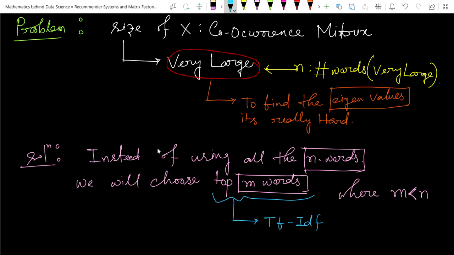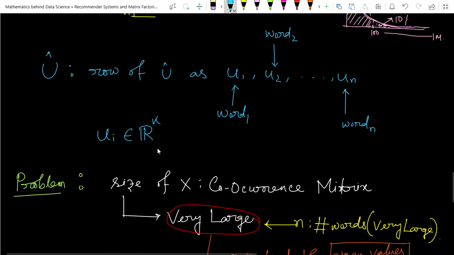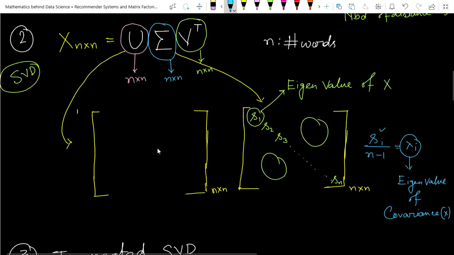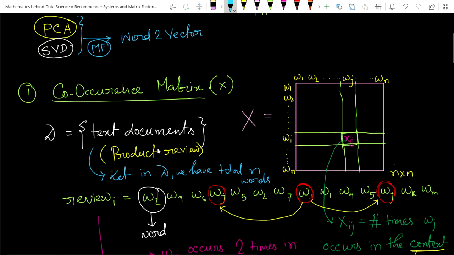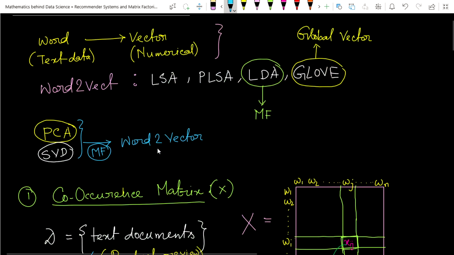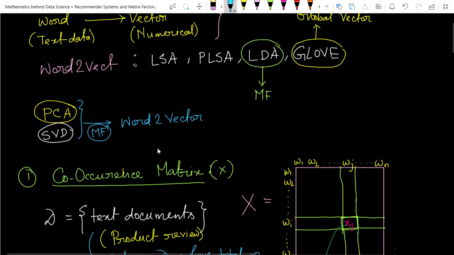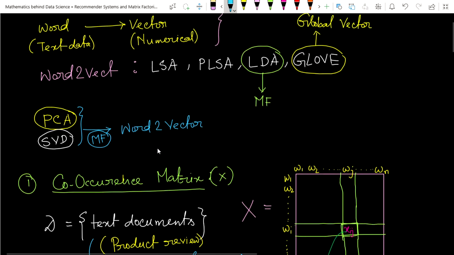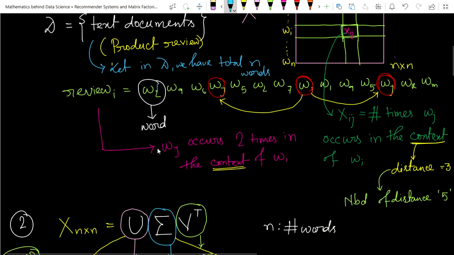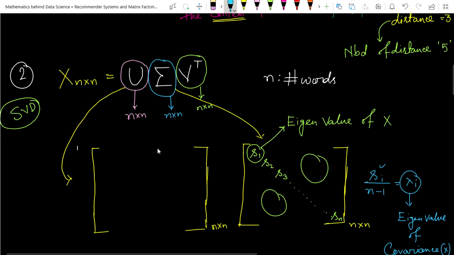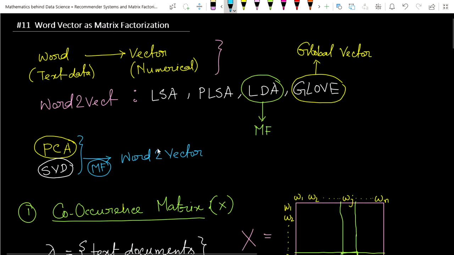These are the techniques that data science engineers applied on real data in the early 2000s. But nowadays we have a huge amount of computational power, and we have developed deep learning models and neural networks. So this kind of technique is not applied nowadays. Directly we apply deep learning models to convert a word to a vector. Okay, no problem.